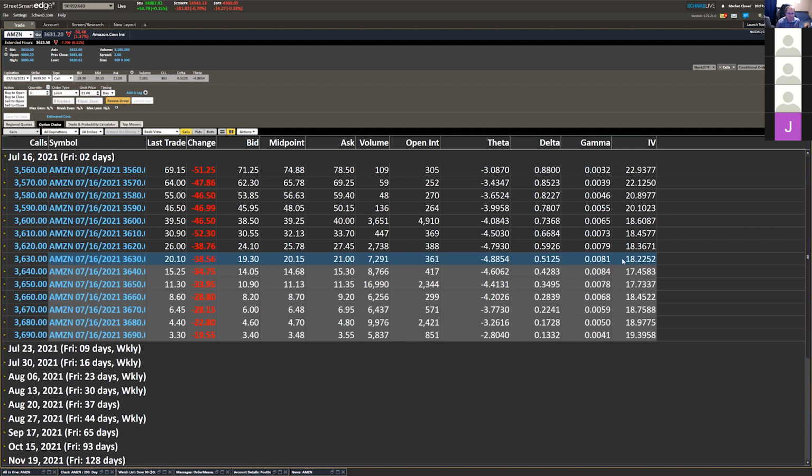I used to tell people, think of it like an IV of 100%, but then you go to 200%, it's double the price. It's not necessarily true, but just think of it in terms of proportionality, in percentage terms. So it'll add 18% to the value of the option, stuff like that. Just simple math, so you can get an idea.